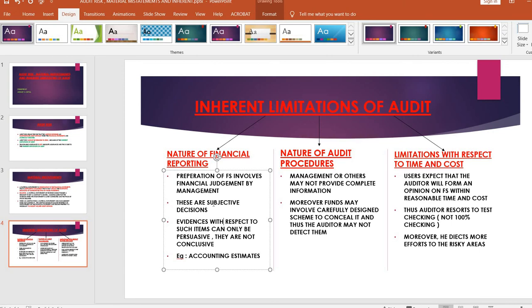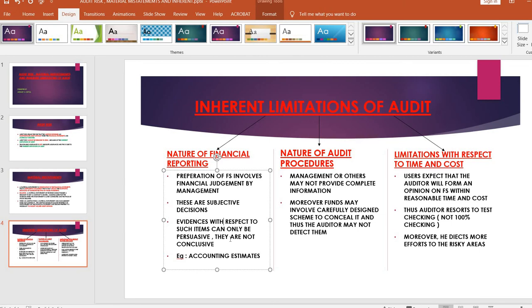And it cannot be the same. The thought process will be different collectively in a group, if you see. But this is an individually subjective decision. Evidence with respect to such items can only be persuasive, not conclusive. Suppose you take the example of accounting estimates. In accounting estimates, one person will estimate in this way, another person will estimate in that way. This is going to be very subjective.